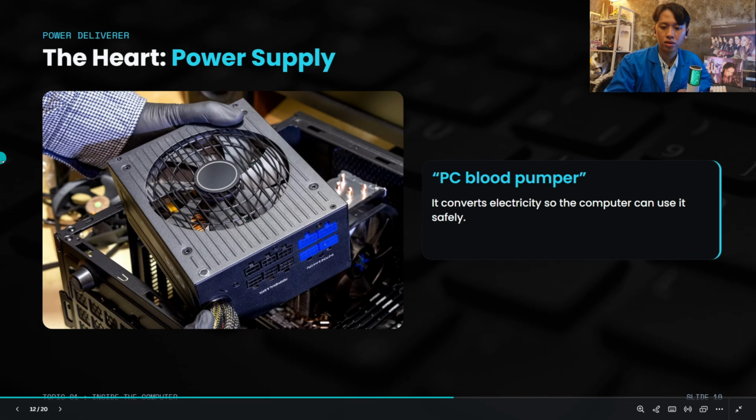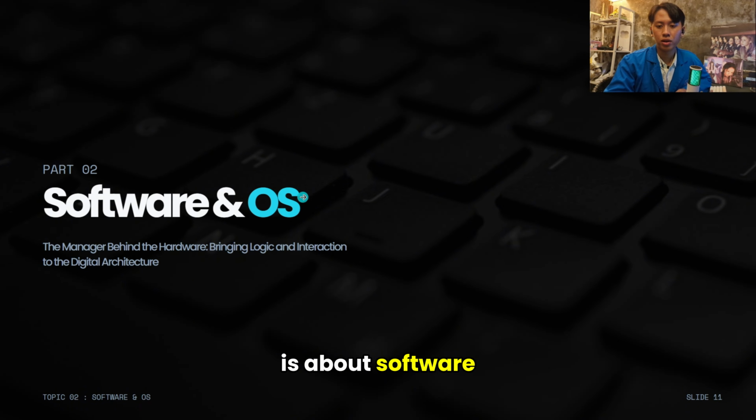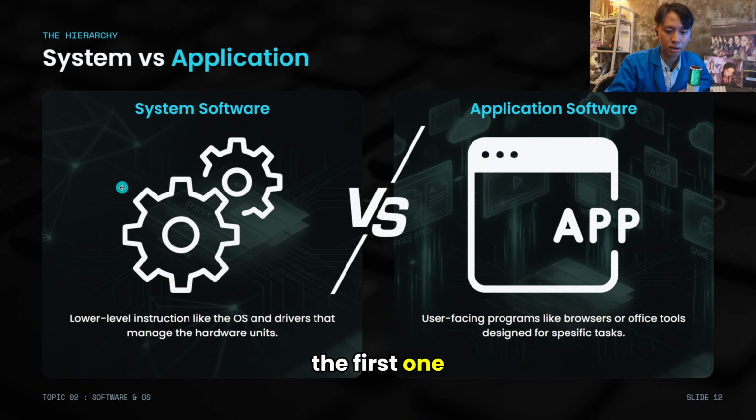Then, what we're going to discuss is software and the operating system, the manager behind the hardware, bringing logic and interaction to the digital architecture. First, we have system software, the manager, and application software, the workers. Without the operating system, your hardware is just an expensive paperweight. Basically trash. The system software is the lower level instruction like the operating system and drivers that manage the hardware units. Versus application software, user facing programs like browsers or office tools designed for specific tasks. For example, YouTube, Chrome.